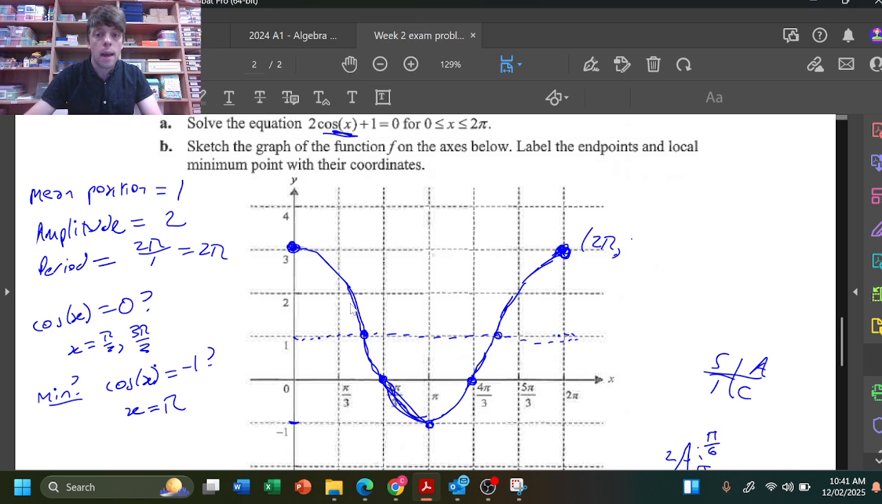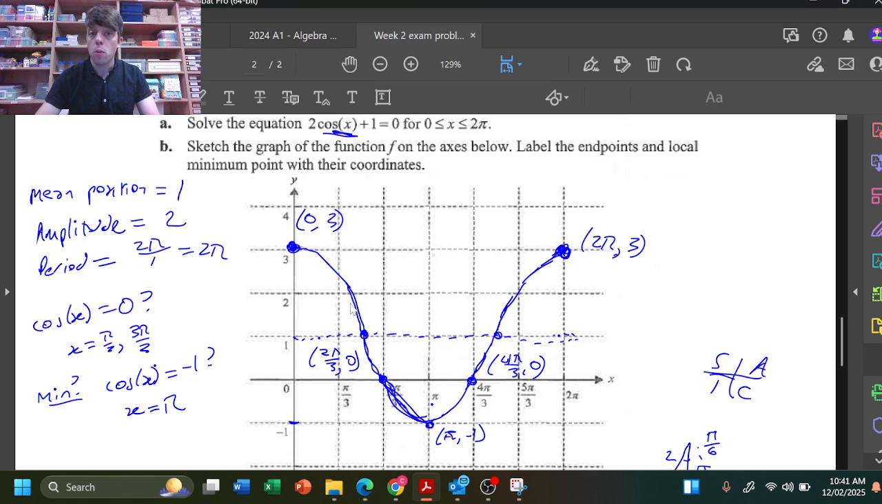So this is 2 pi, 3, this is 0, 3, this here is pi, -1. And then we have our x-intercepts, which are 4 pi on 3, 0, and 2 pi on 3, 0.